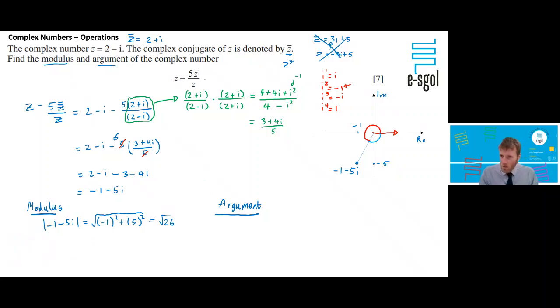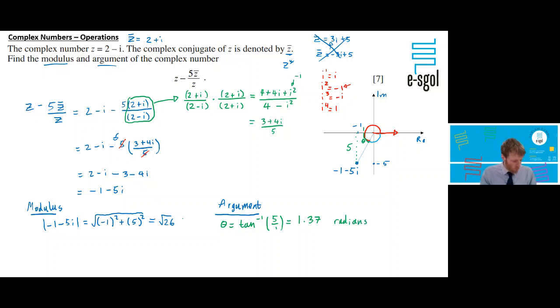To work this out though, we're actually going to work out this bit here, and I'm going to call that theta. And I think about the opposite, that's 5, and the adjacent is 1. So theta is the inverse tan of 5 over 1, the opposite over the adjacent. That's 1.37 rads. In fact, I'll put radians just so that you're happy with that.